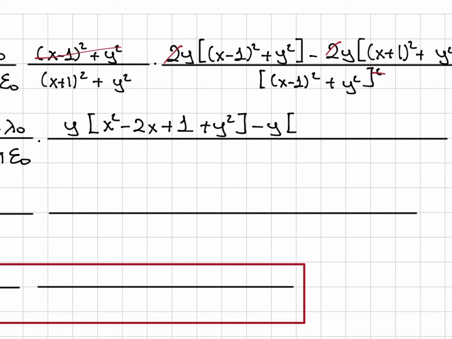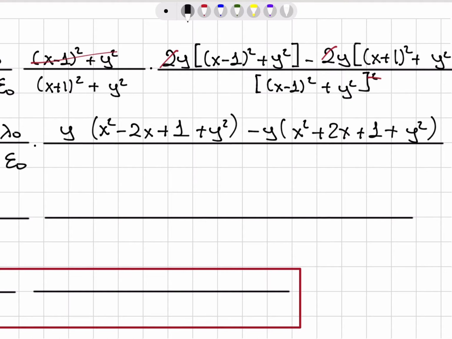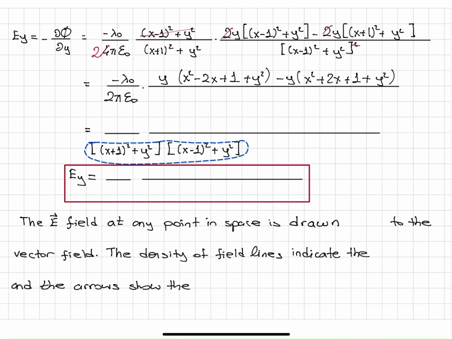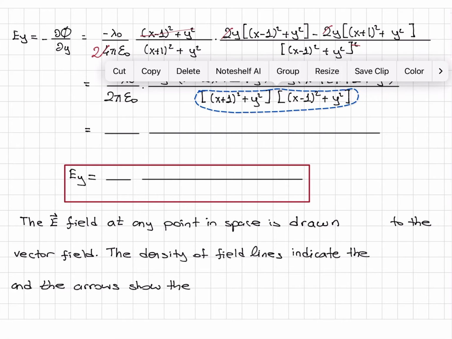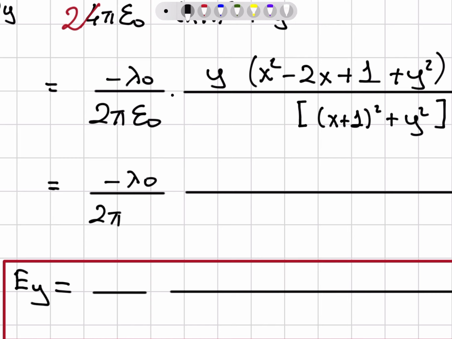so here we can use parentheses, x squared plus 2x plus 1 plus y squared divided by the bottom. The bottom term is identical here, so we can just put it like this. And this is minus lambda 0 over 2 pi epsilon 0.